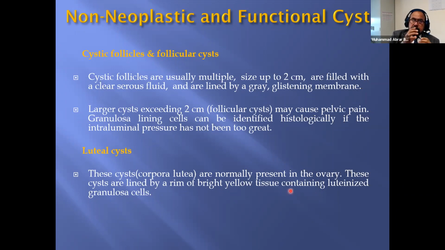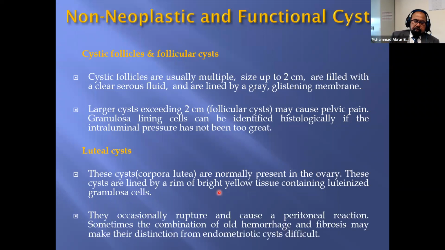So the granulosa cell before ovulation, you know, used to secrete estrogen, and when ovulation takes place, the oocyte goes out, and the same granulosa cell converts into luteinized granulosa cell. So luteinization occurs, and they now start secreting progesterone. When the cyst is formed, it is yellow in color. They occasionally rupture and cause peritoneal reaction in the surrounding area.